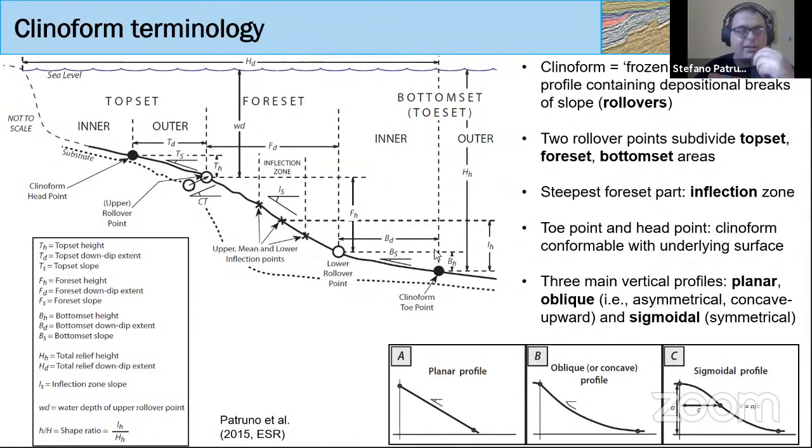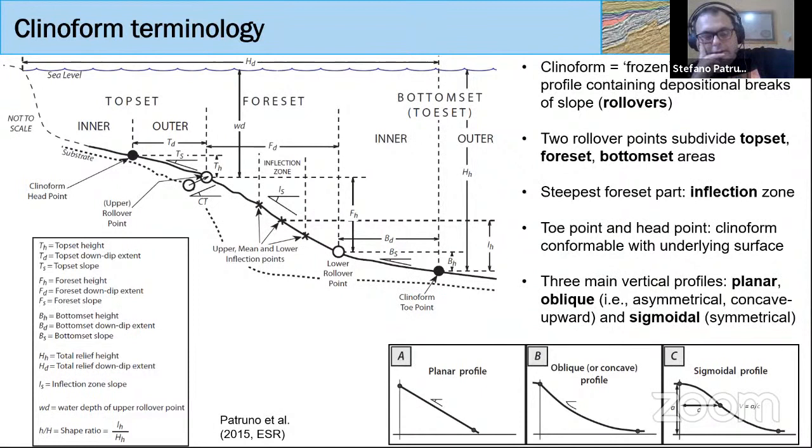I see. In a sigmoidal clinoform, it is continuous, right? It's the same body. The only separation between the foreset and the inner bottomset is the lower rollover point. So that is the difference between the two. Because sometimes, when we see that transgressive surface, TS, then TST, the transgressive systems tract, and that TST extended out, some people maybe misinterpreted it as a part of the bottomset. But actually, this is the layer beneath the maximum flooding surface. Yeah, that's totally right, and it's something worth considering.